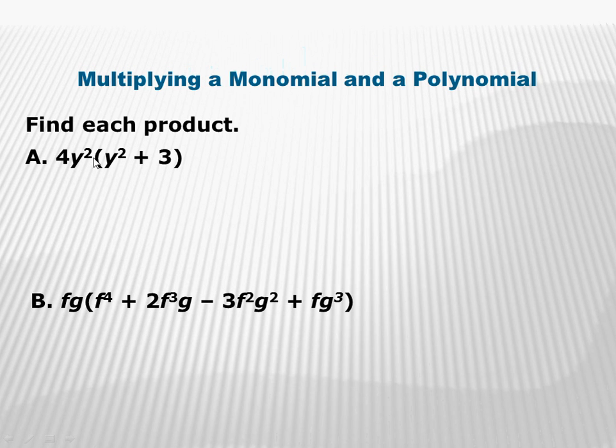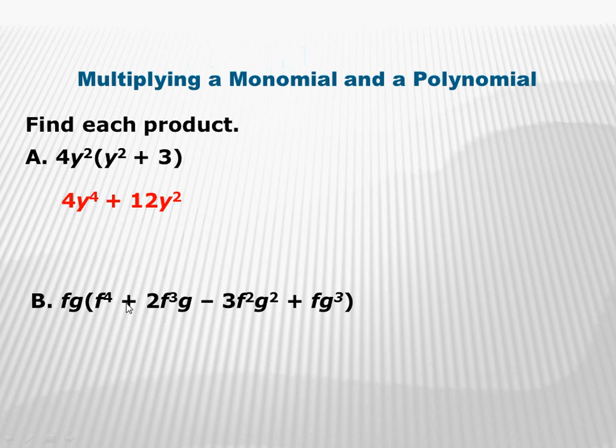So if I want to multiply 4y squared, this monomial, times this binomial y squared plus 3, I need to distribute the 4y squared to each term in parentheses. So when I multiply 4y squared to y squared, I get 4y to the fourth. Then I need to multiply 4y squared to 3, so I get positive 12y squared.